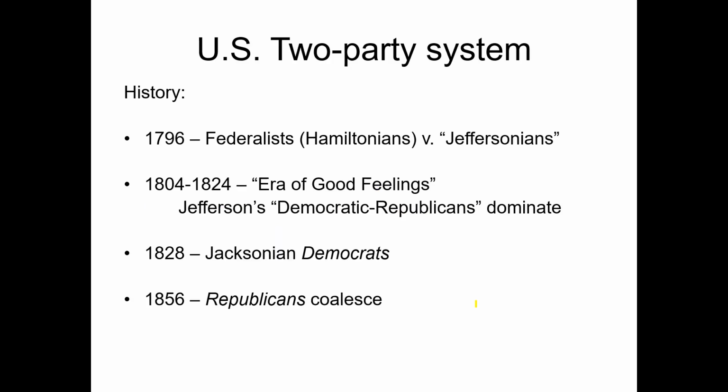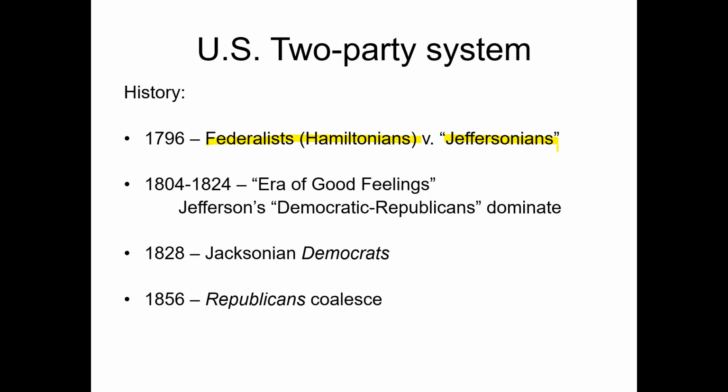The U.S. two-party system came about fairly quickly. We've talked about some of these earlier events before, whereas by the time George Washington stepped down, we had two pretty clear factions: the Hamiltonians that were more of the Federalist side versus the Jeffersonians that were more of what we would call the Democratic Republican side. Then by 1804, with Jefferson in office, the Federalist Party eventually started to fade away, and that's why between 1804 and 1824, that's called the Era of Good Feelings, because Jefferson's party, the Democratic Republicans, virtually dominated.